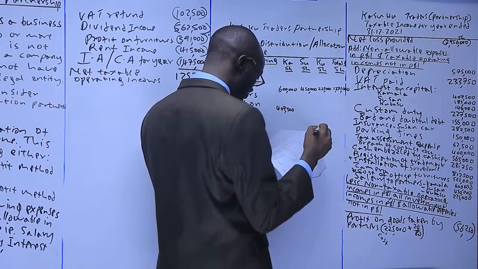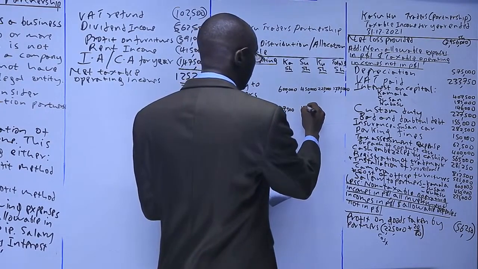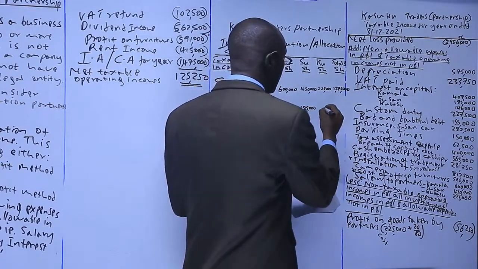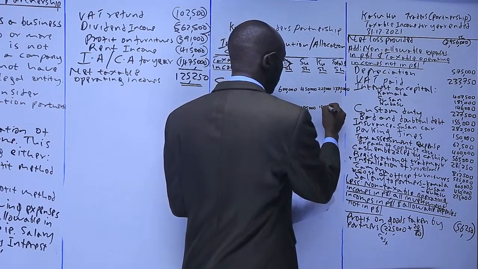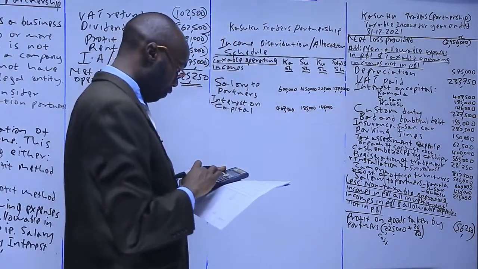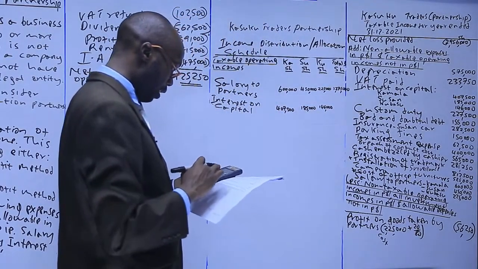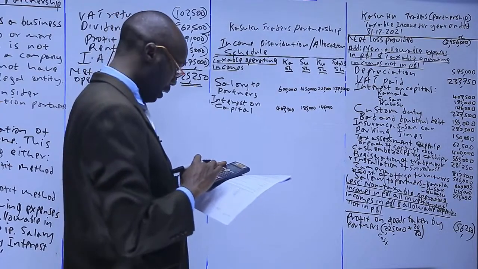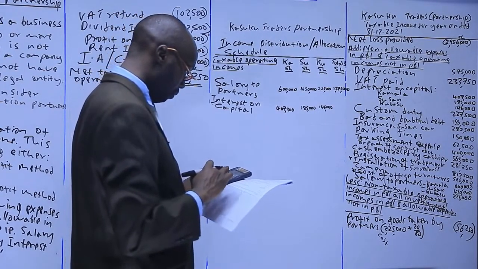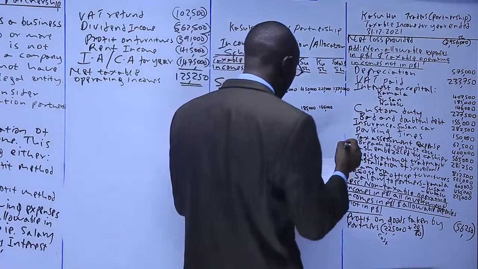The other one is 185,000. The other one is 146,000. And now we get the total. So 407,500 plus 185 plus 146, which gives us 738,500.